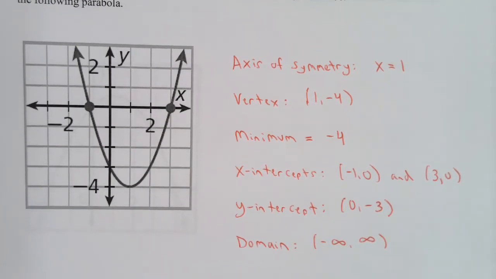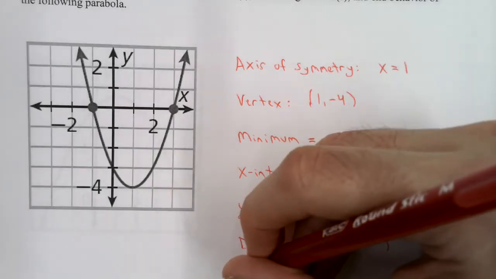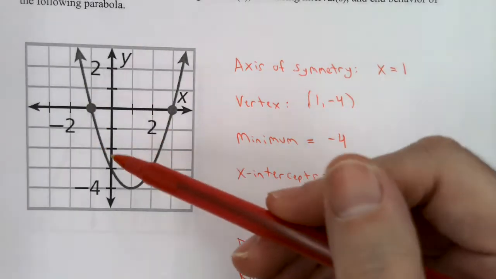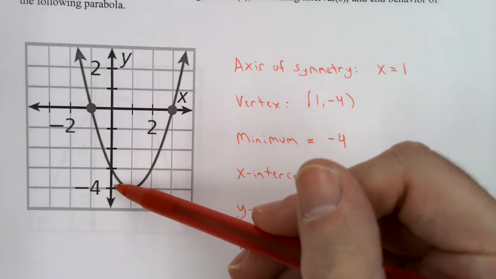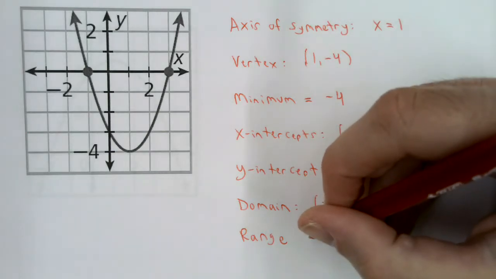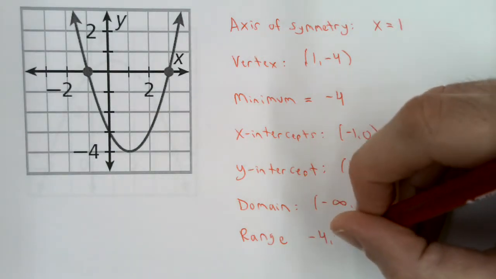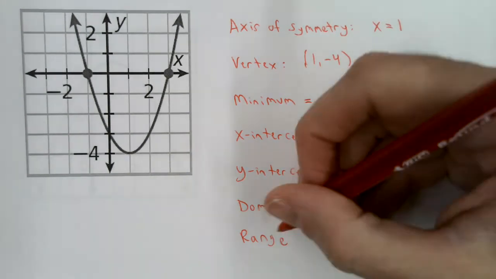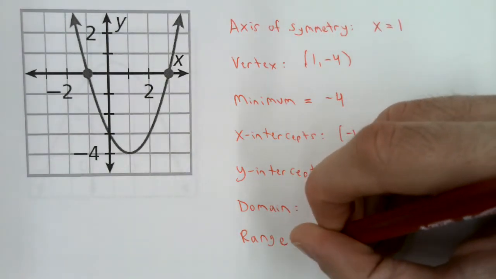Okay, range will be the y values in this graph. So the y values in this graph go from -4 up to infinity. So the way you write that is smaller number first, -4 up to infinity, parentheses around the infinities always, and you put a bracket around the -4 like that.